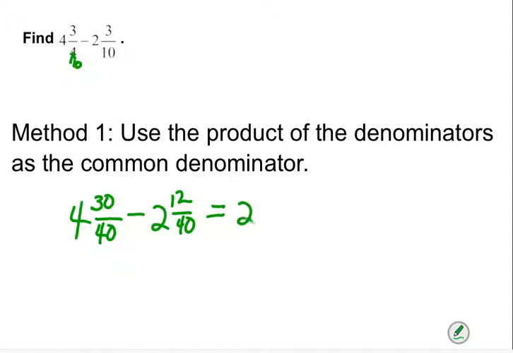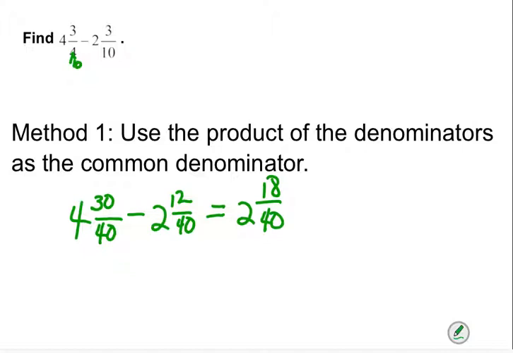2 and 18/40ths. Can I leave my answer like that? No. You have to simplify. So what do I need to do to those two? What am I going to do to simplify that? How would I simplify it?